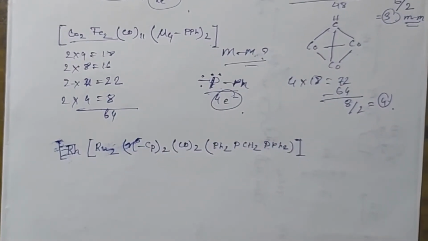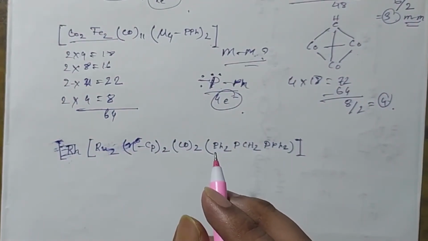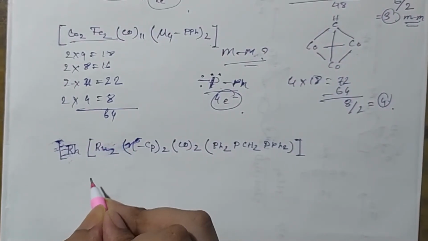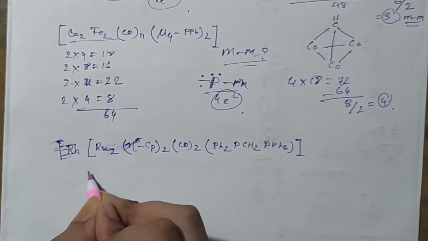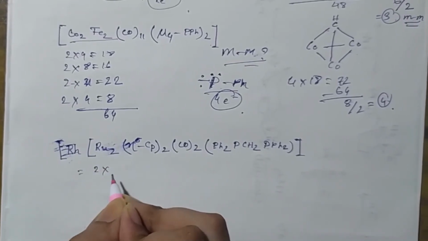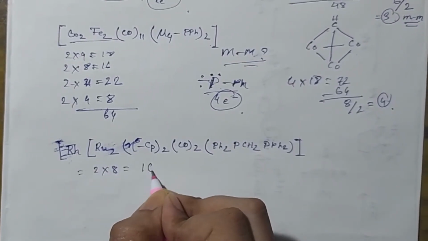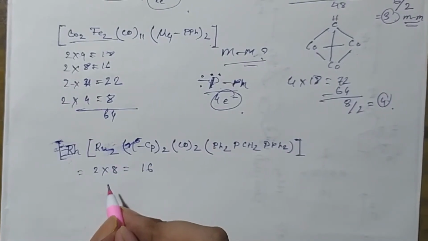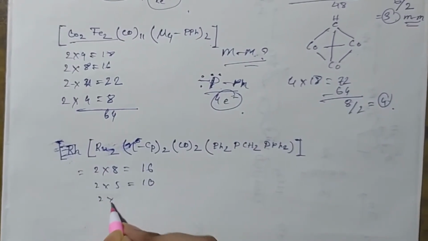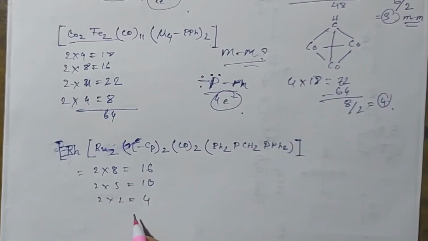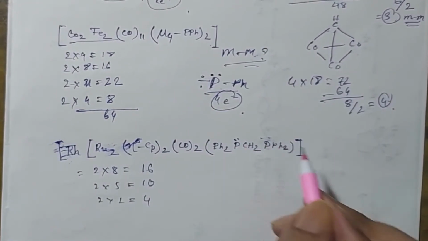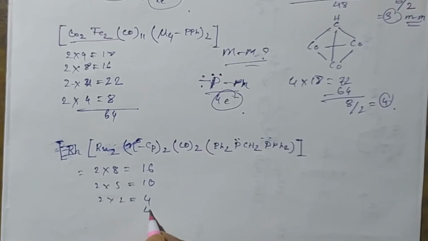Here the question has been asked for the number of metal-metal bonds and the number of bridge bonds. So you have to first count the metal-metal bonds, so first count the total electron count. For ruthenium, 8 for each of the 2 rutheniums, so we get 16. 2 cyclopentadiene rings, so 2 into 5, that is 10. 2 carbonyls, 2 for each, so we get 4. This is a bidentate ligand, so for the same ligand there are 4 electrons. So added up we get 34.